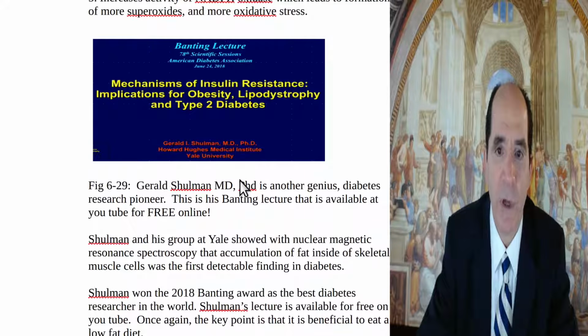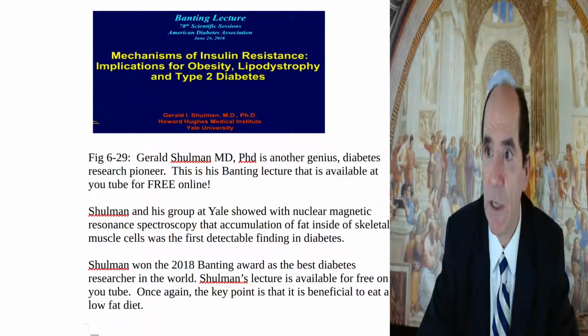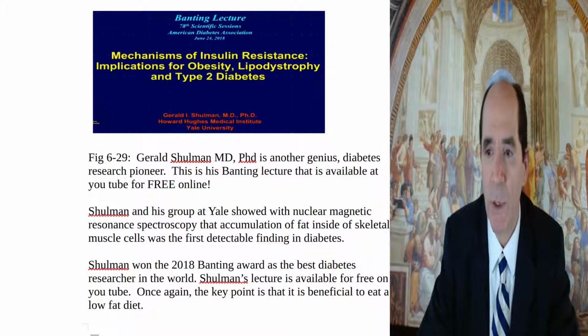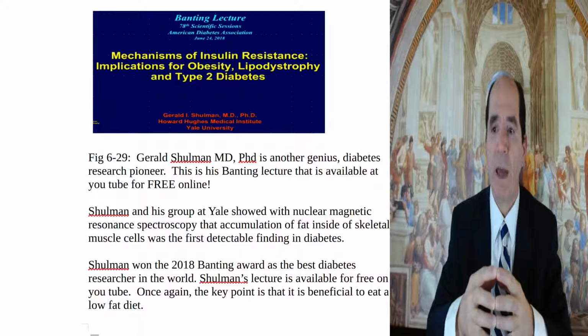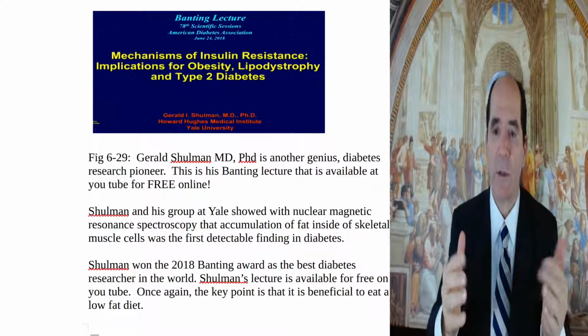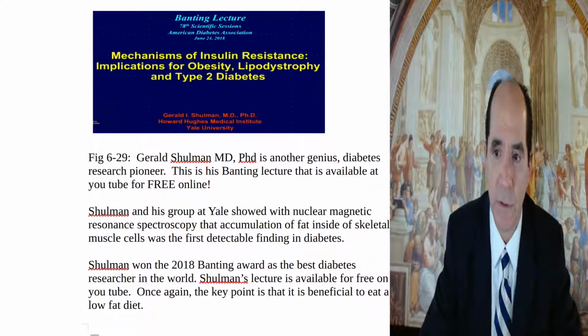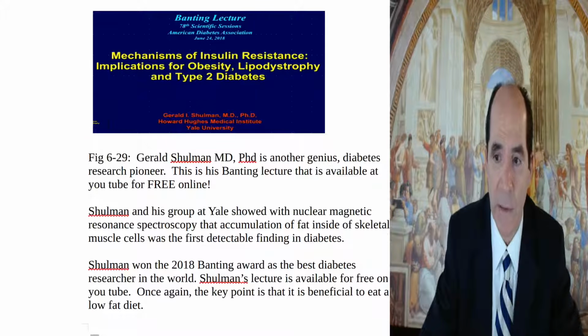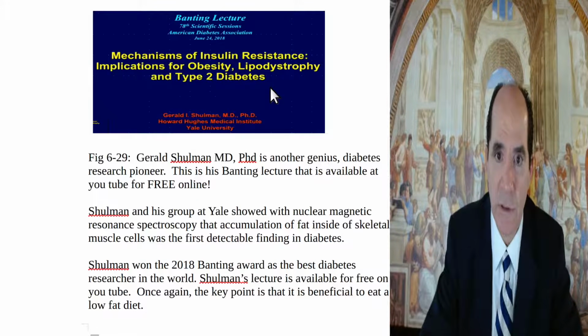Okay, here's a lecture I want you to know about. This is the Banting lecture of Gerald Shulman. This guy's a genius. He was part of the group working with Roy Taylor over at Yale, and they figured out that the accumulation of fat in the skeletal muscle, they call it intramyocellular lipid, was the first detectable confirmed finding of insulin resistance. So it's a fat disease, okay? That's important to know. Sugar is a side effect. It's a fat accumulation disease in skeletal muscle.